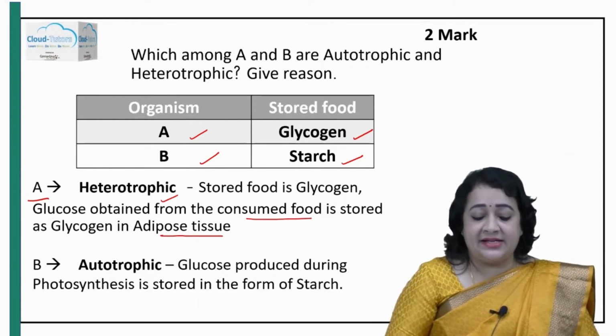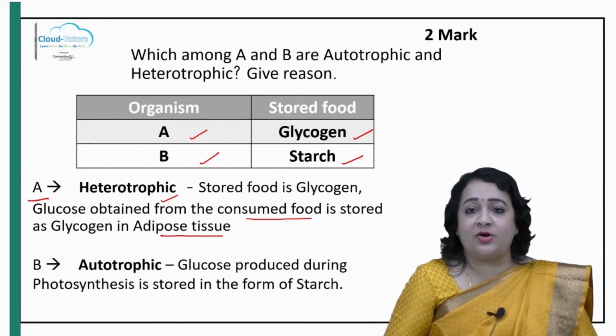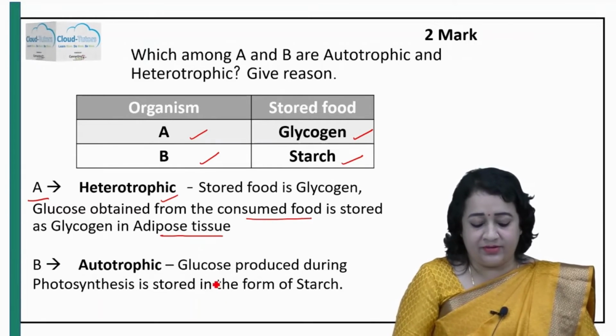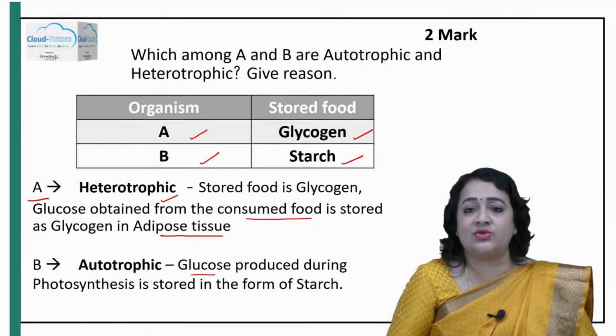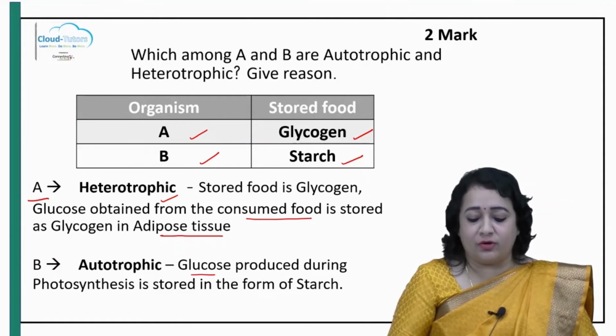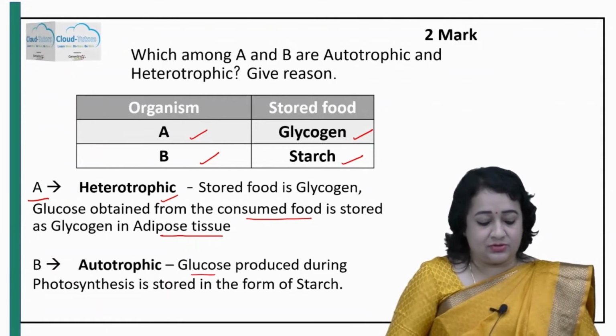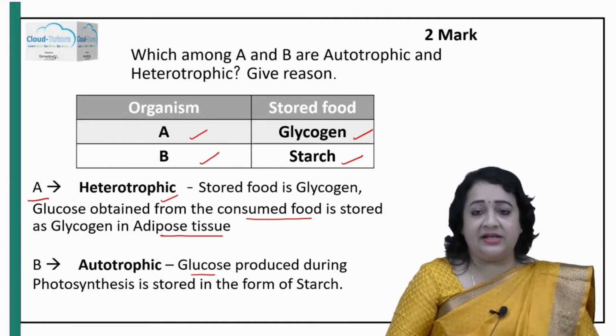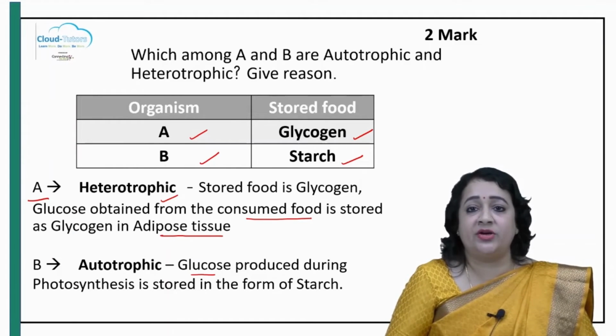Next, B, it is an autotroph. Why? Because in case of autotrophs, the glucose produced during photosynthesis will be stored in the form of starch. So A is heterotrophic, B is autotrophic. That should be your answer.